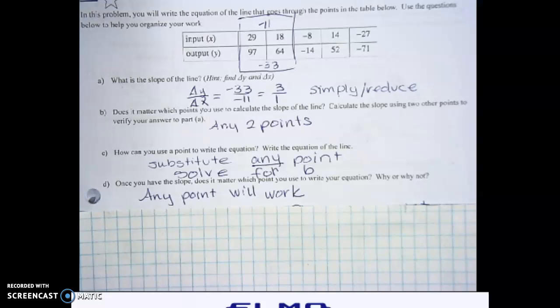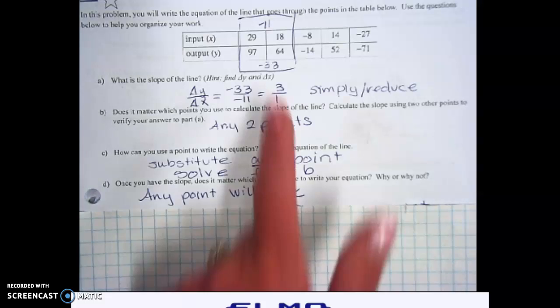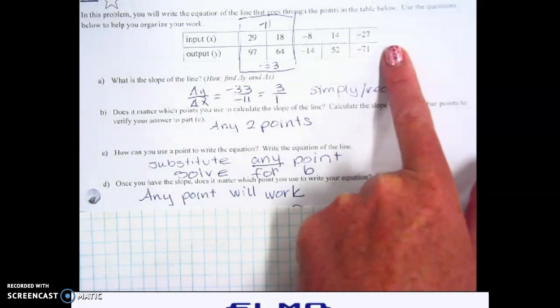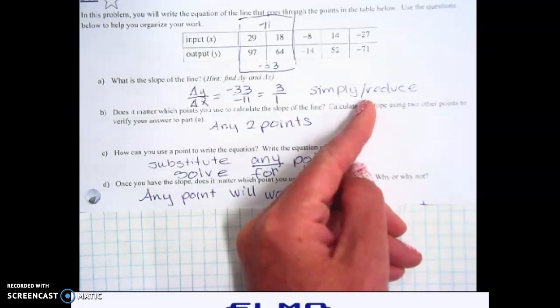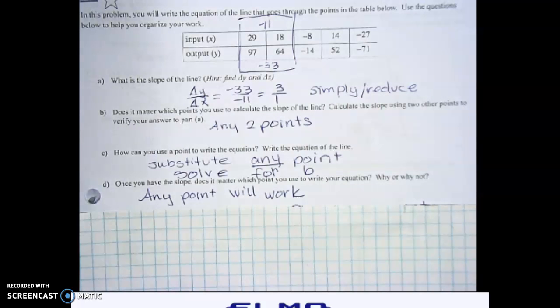So you can use any of those points, okay? You can use any point, even another point that you figured out was on the line, okay? Not even the 5 that were given. You could pick another one and plug it in there. As long as it's on the line, it will work, okay?